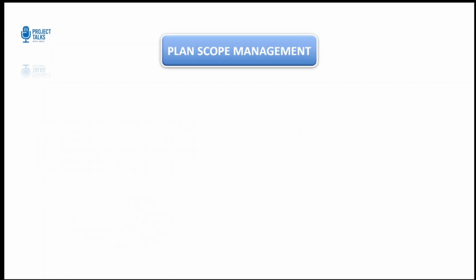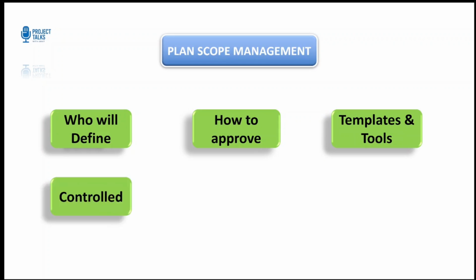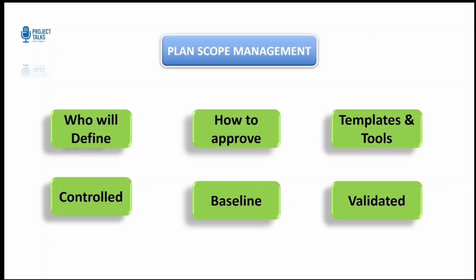So, as I was saying, plan scope management includes how we will define scope and how it will be approved, what templates and tools we will use, how changes will be controlled and baselines updated, how deliverables will be validated. You can think of this as setting your scope governance system. It ensures everyone follows a consistent approach when defining or updating project scope.